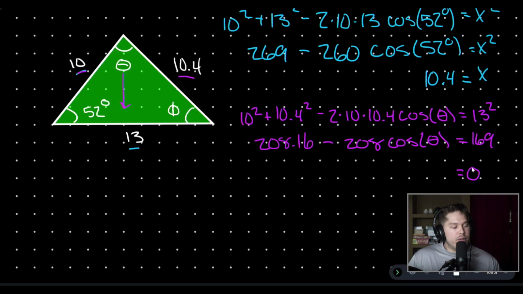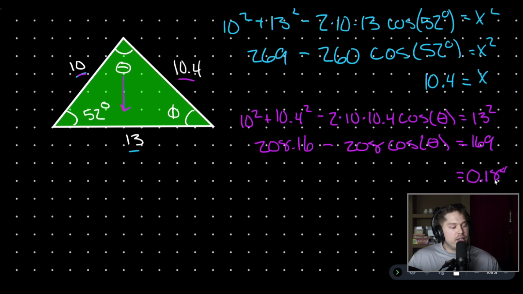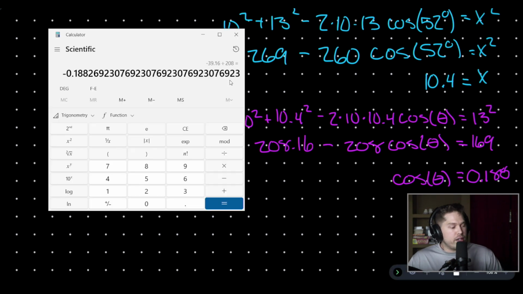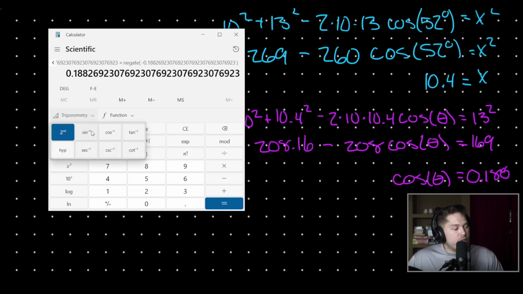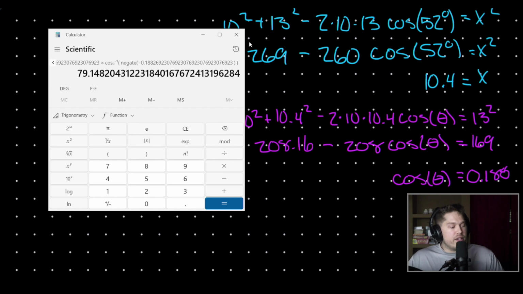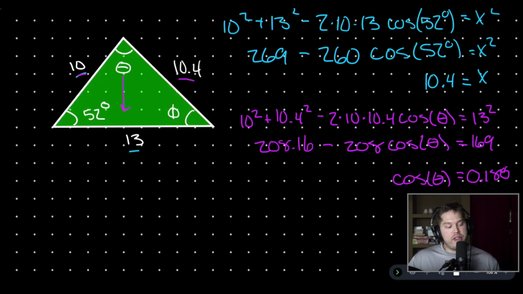So we have positive 0.188 equals cosine of theta. And so we want to now apply the arc cosine to this value. So let's multiply this by a negative. So now we have positive like we are supposed to. So let's apply the arc cosine and we can get 79 degrees. So let's just round to 79. So we know that theta is equal to 79 degrees.